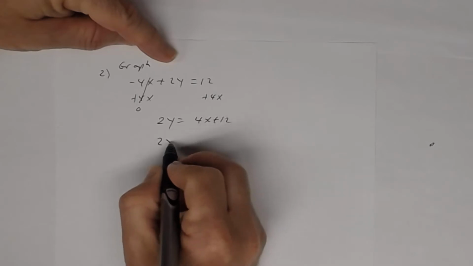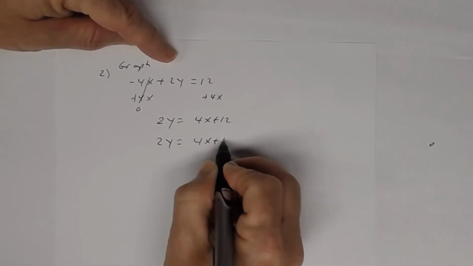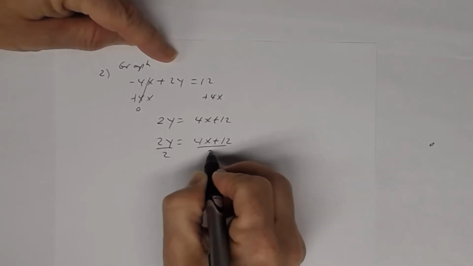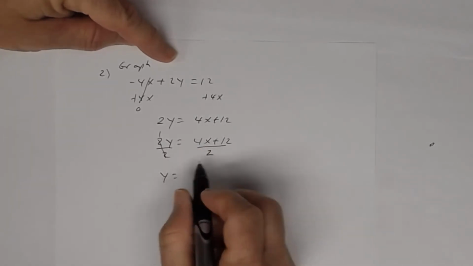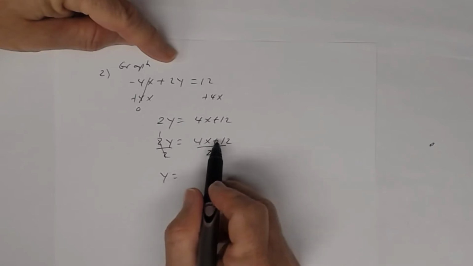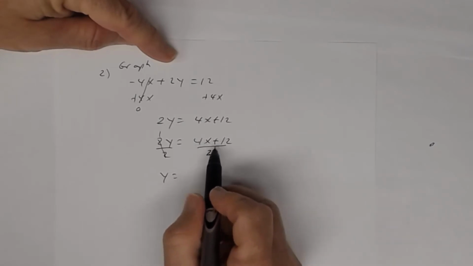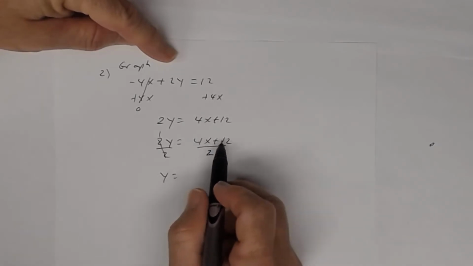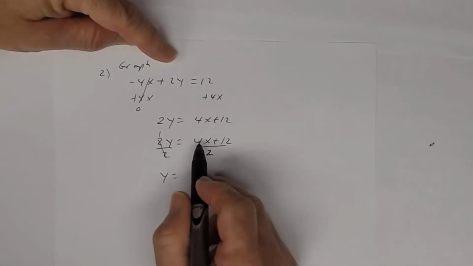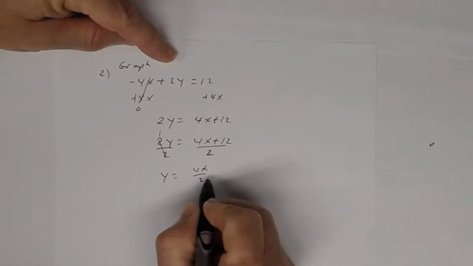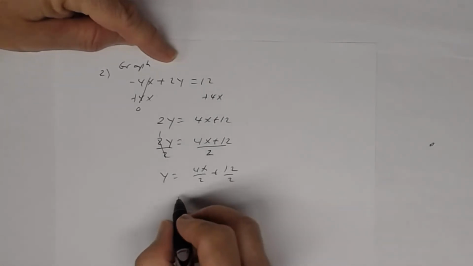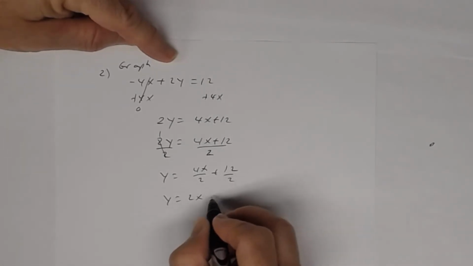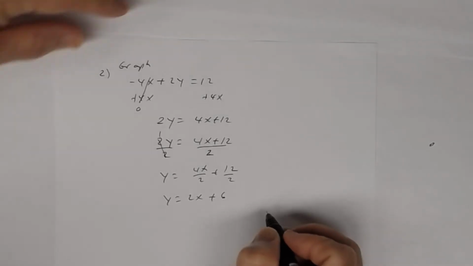So I'm going to go ahead and rewrite this over. I'm going to divide both sides by 2 to get y by itself. 2 divided by 2 is 1. 1 times y is y. And then what you notice, both of these are divisible by 2. So let's use the fact that both of these are divisible by 2. So 4x divided by 2 plus 12 divided by 2. Okay? 4x divided by 2 is 2x. And then 12 divided by 2 is 6. So that's where I'm at.